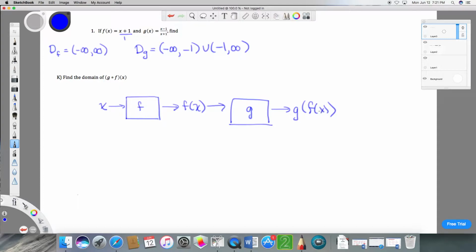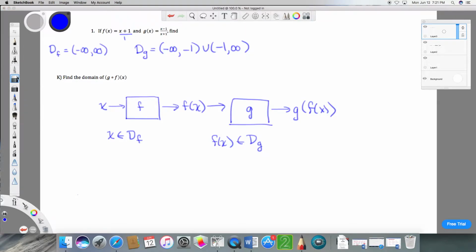Two things have to be true for that to happen. In order to have an output of f, x needs to be in the domain of f. And in order to have an output here of g, f of x, which is the output of f, needs to be in the domain of g. So what is the domain of f? It was all real numbers, so there were no restrictions as far as the input goes.